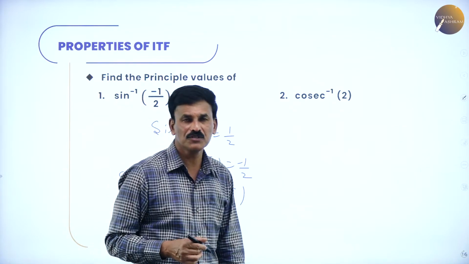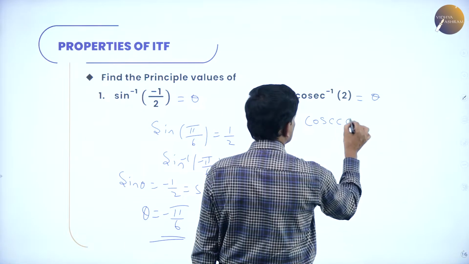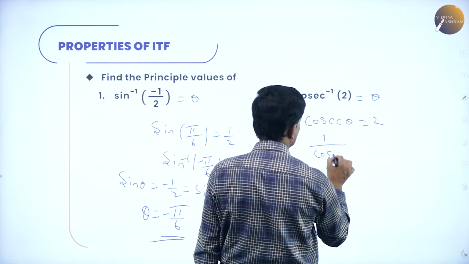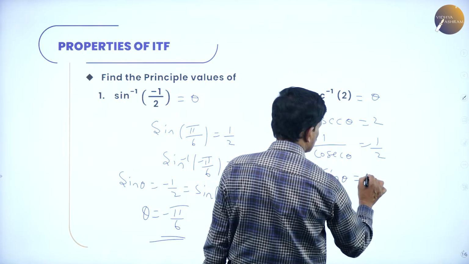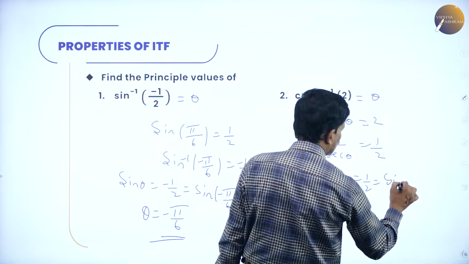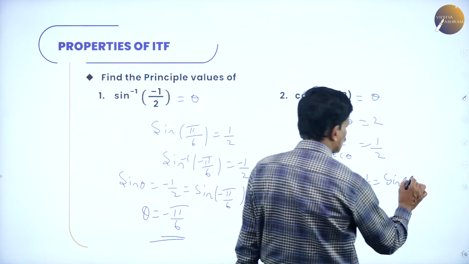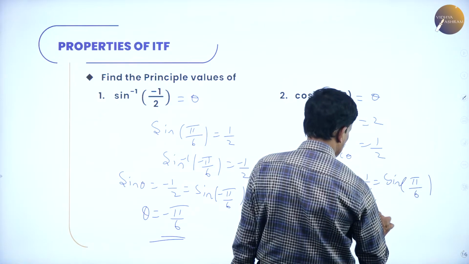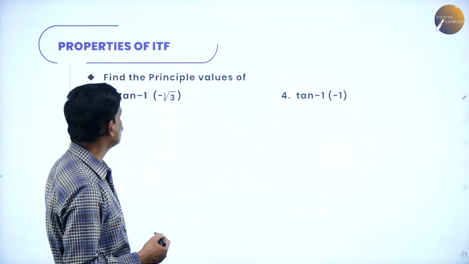Whereas, cosecant inverse 2. Suppose we consider this as theta, then cosecant theta is equal to 2. If you reciprocate it, 1 over cosecant theta is 1 over 2. That means sine theta is equal to 1 by 2. For what value of theta will you get 1 by 2? 30 degrees, sine 30. That is nothing but pi by 6. So, here theta is equal to pi by 6. Okay. Now, let us come to the next set of problems.